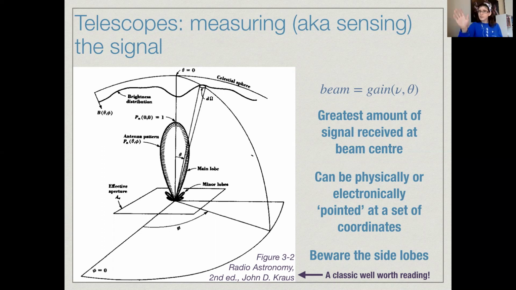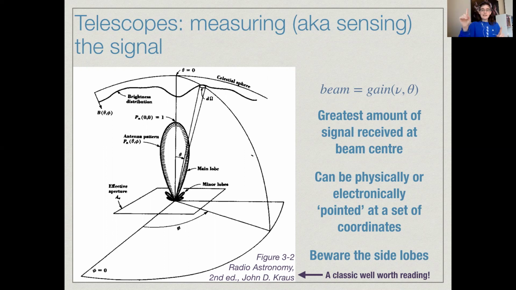Now, every telescope has a beam pattern. This is the gain or sensitivity or response of the telescope to that electric field as a function of frequency and angle. So I'm showing one example here from Kraus's Radio Astronomy, which is a classic. Highly recommend if you can get a hold of a copy. But beams can have all different shapes and sizes, even for the same telescope, depending on the frequency.